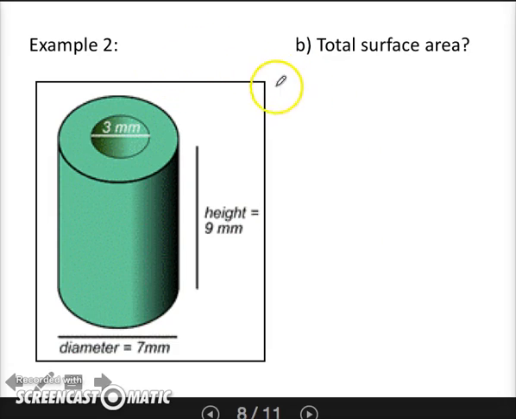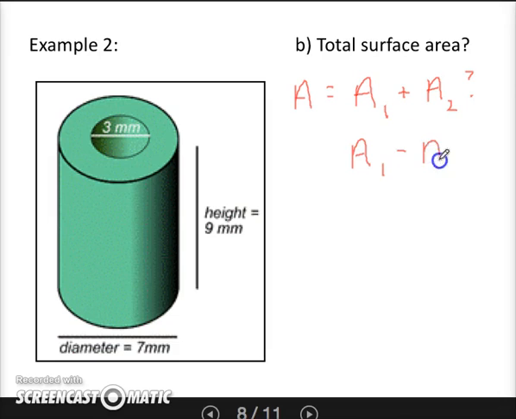Now that gets really interesting because would it be true to say that the total surface area is the area of 1 plus the area of 2? Or would it be true to say that it's the area of 1 minus the area of 2? Which one is it here? Because we've taken something out of this shape. Take a second to think about that.